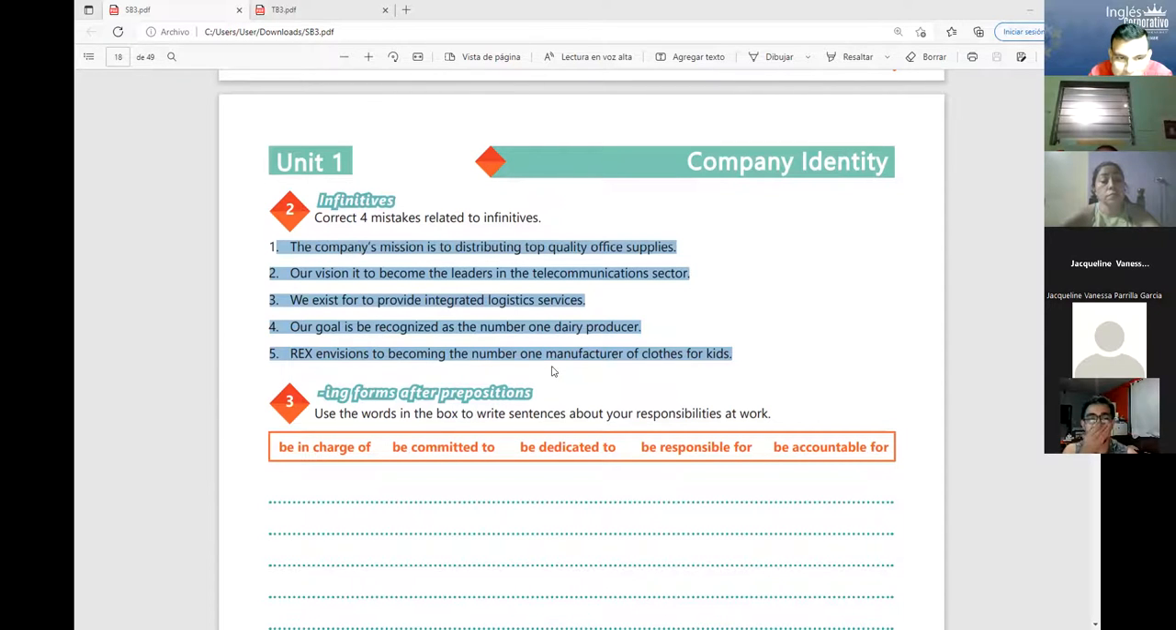Ok, veamos. Entonces, ¿cuál es el error de la número uno? What is the mistake on number one? En el verbo. En el verbo, ¿cuál verbo?